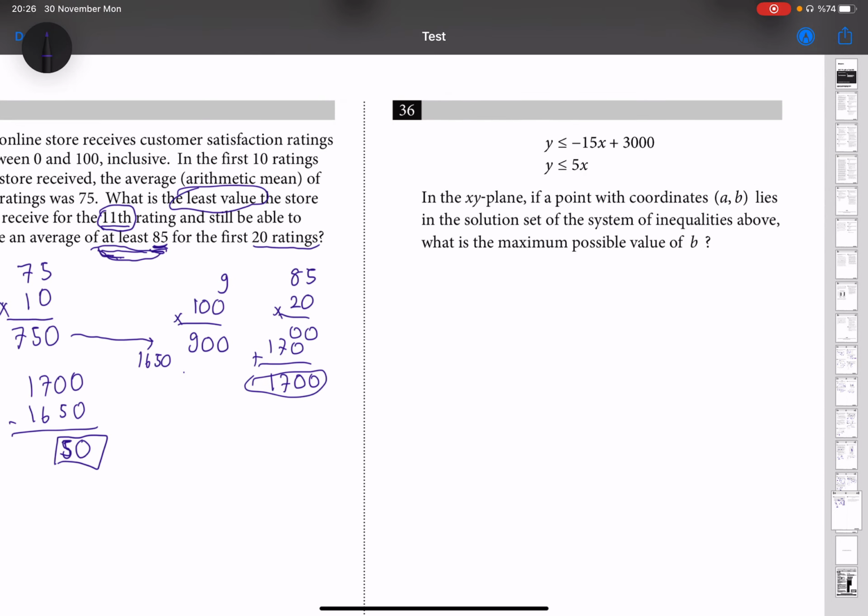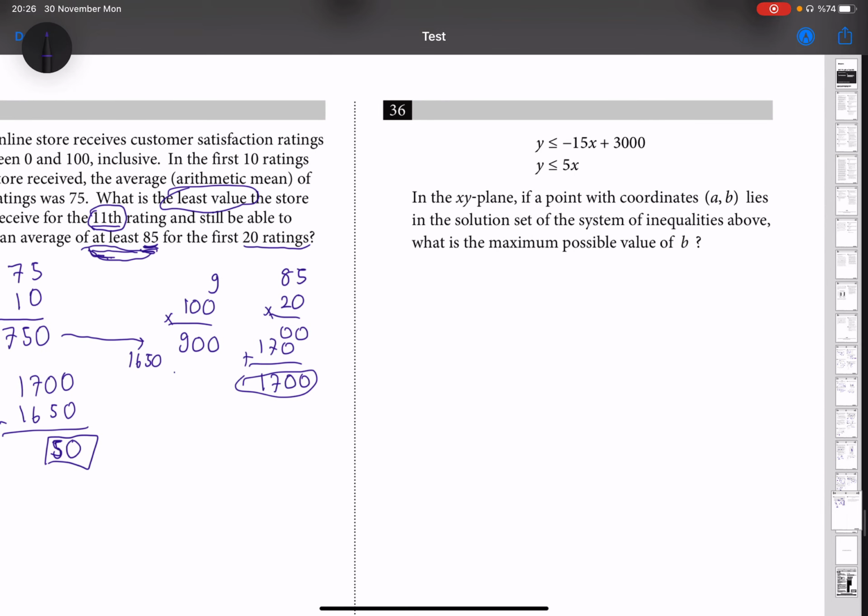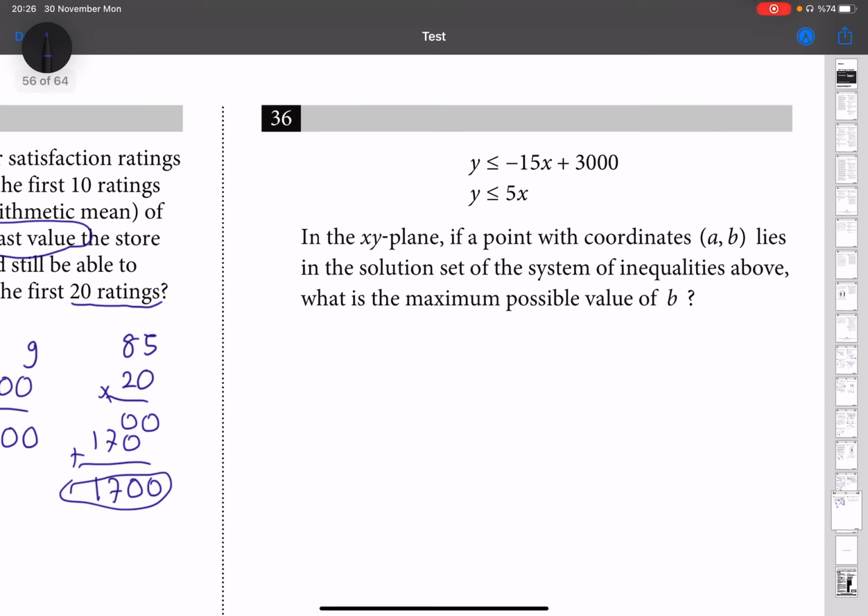Question 36. In the xy plane, if a point with coordinates a and b lies in the solution set of the system of inequalities above, what is the maximum possible value of b? Okay, I need to get rid of x, because I want to find b, which is the y value. So I do not need a.